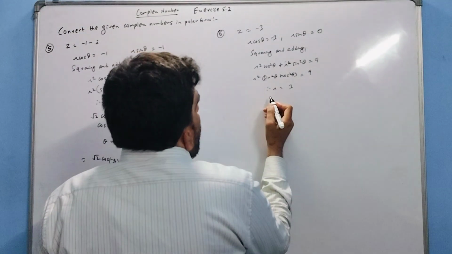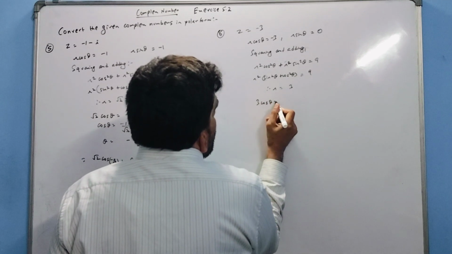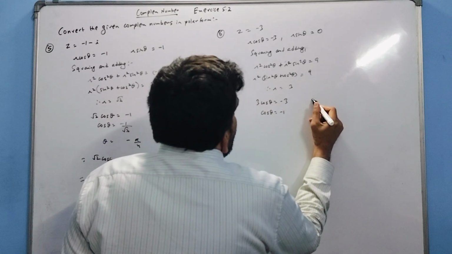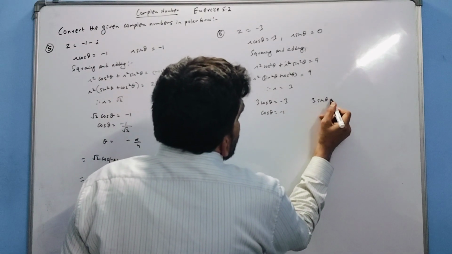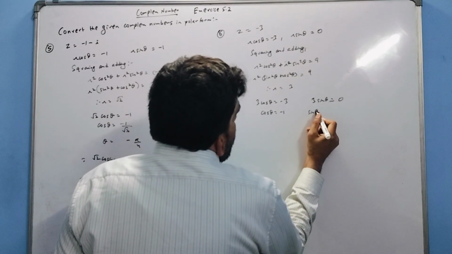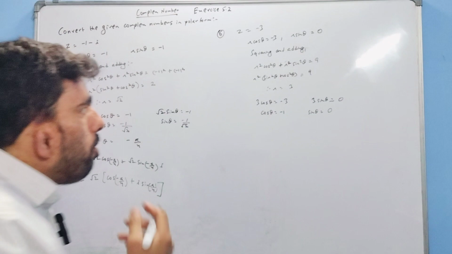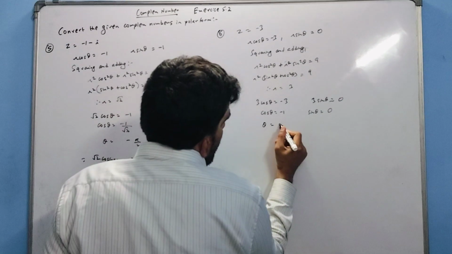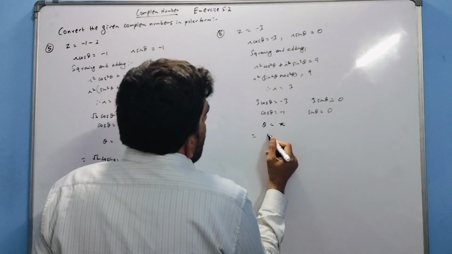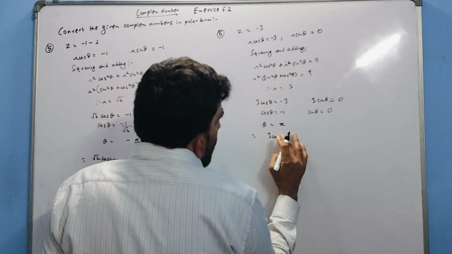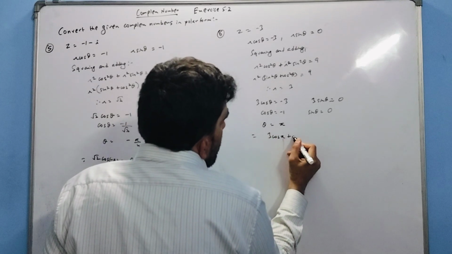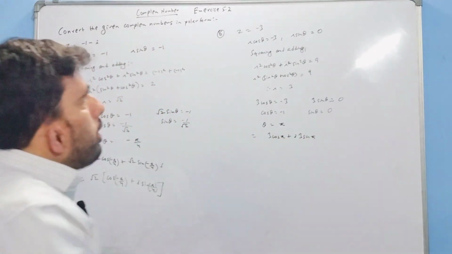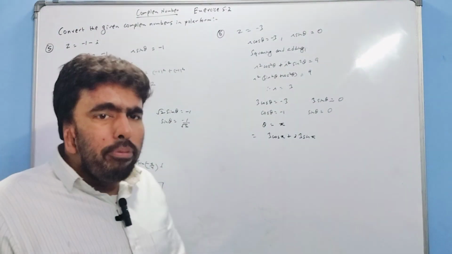Now we'll find the angle here, that is 3 cos theta is equal to -3. So we have cos theta is equal to -1, and 3 sin theta is equal to 0, so sin theta is equal to 0. We know the value, that is cos theta -1 and sin theta 0 will be pi. So theta is equal to pi. Now write the polar form. We have 3 cos pi plus i 3 sin pi. So that is how we write the polar form of the given complex number.